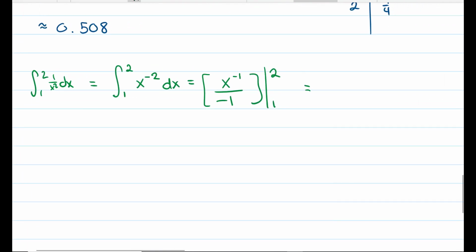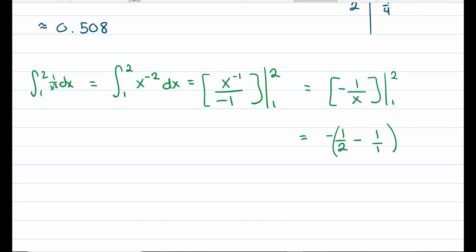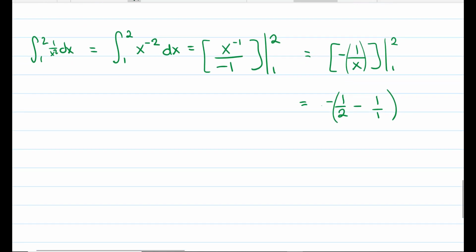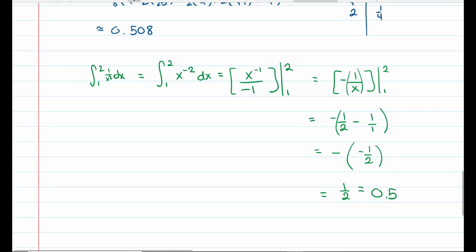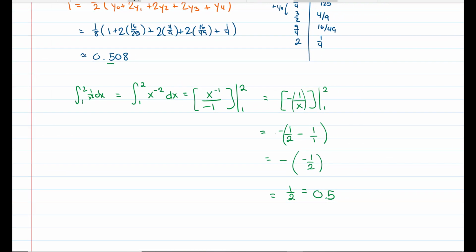Another way to write that, which might be a little bit easier, is negative 1 over x from 1 to 2. So this is equal to negative 1/2 minus negative 1 over 1. Again, I'm leaving this negative outside of my parentheses. I'm just going to work with this. And negative 1/2 minus 1 is negative 1/2. So your answer is 1/2, which is 0.5. So you can see that with the trapezoid approximation, we're still pretty close to what we got even when we just integrated it.